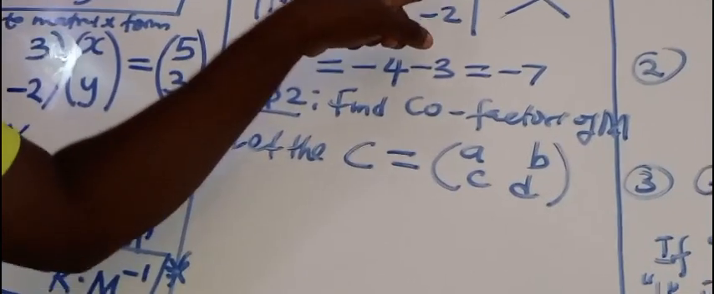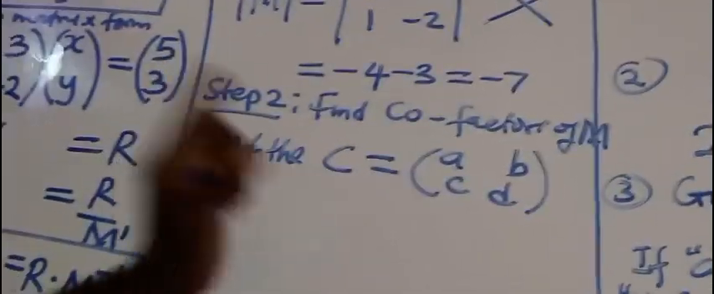If it is not 2, what will it be? If it is not 3, what will it be? If it is not 1, what will it be? If it is not minus 2, what will it be? That's the meaning of cofactors. Now, how do you find cofactors?